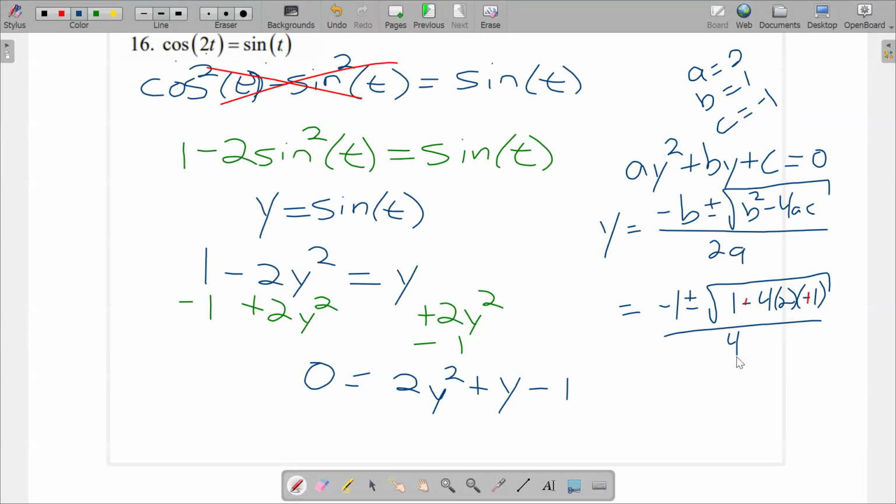4. All right, so that inside cleans up a little bit. What do we have? 4 times 2 times 1 is 8, plus 1 is 9. So I get to take the square root of 9. So I'm going to get negative 1 plus or minus 3 over 4. So the square root disappeared, meaning the original would have factored. So negative 1 plus 3 would be 2 over 4. Negative 1 minus 3 would be negative 4 over 4. So I'm getting 1/2 or negative 1 as the values for y.